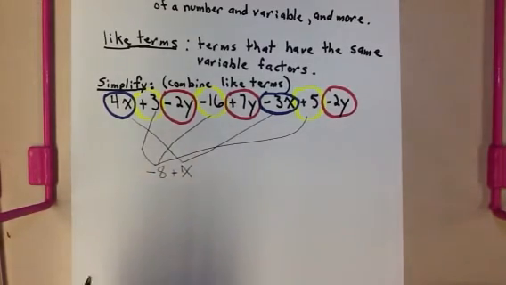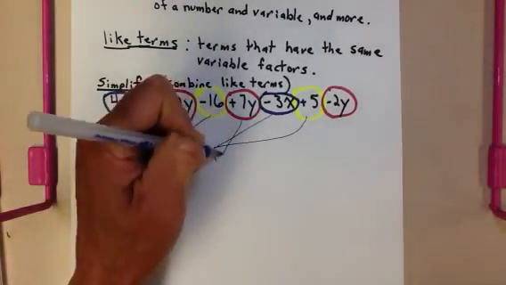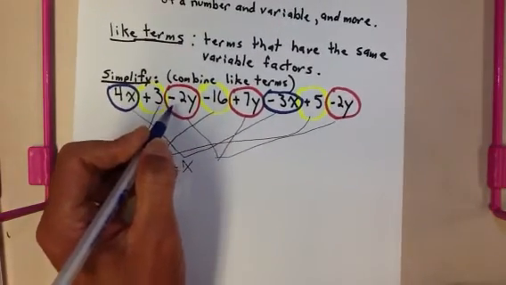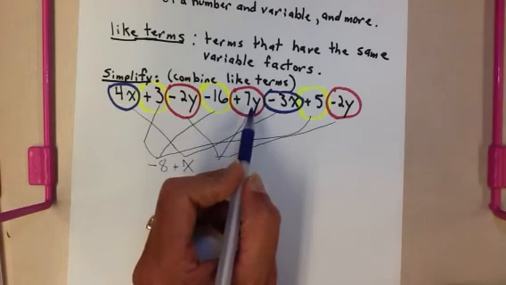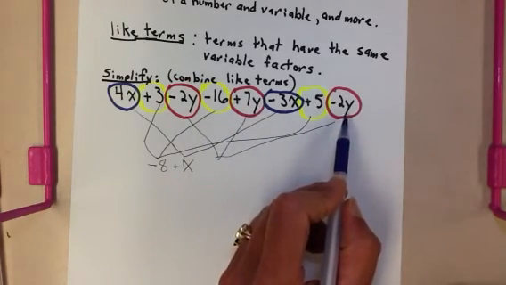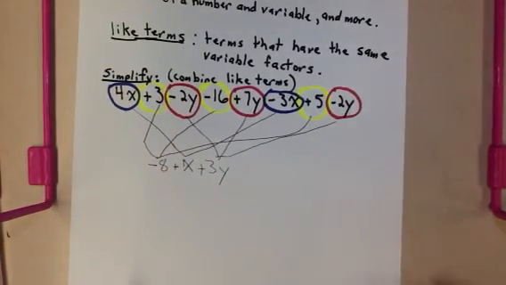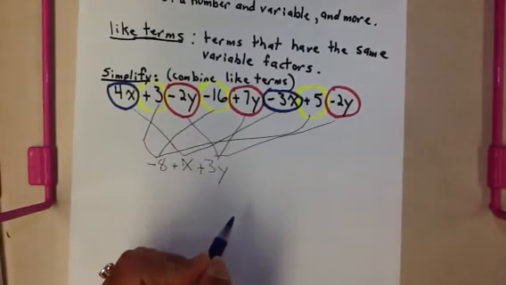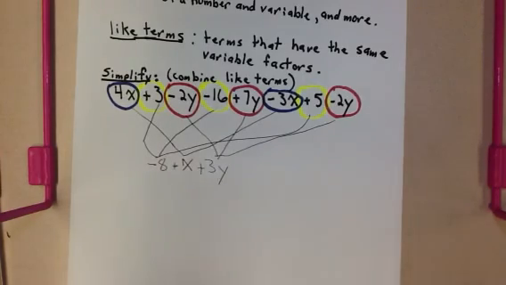Okay, now what do I have left? My red that was supposed to be pink. All 3 of these. So I have negative 2y and plus 7y. That would bring that to 5y. And negative 2y would make it plus 3y. So I have combined my like terms and I have simplified this algebraic expression to negative 8 plus x plus 3y. Now you need to do some practice problems.